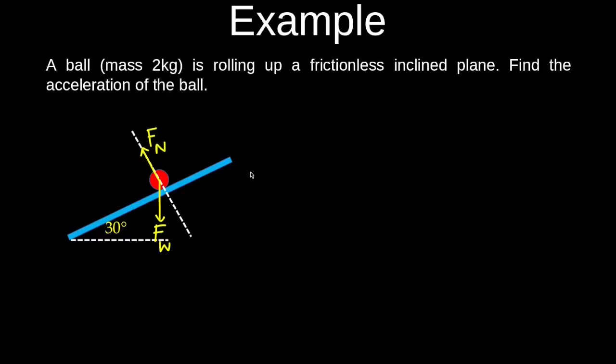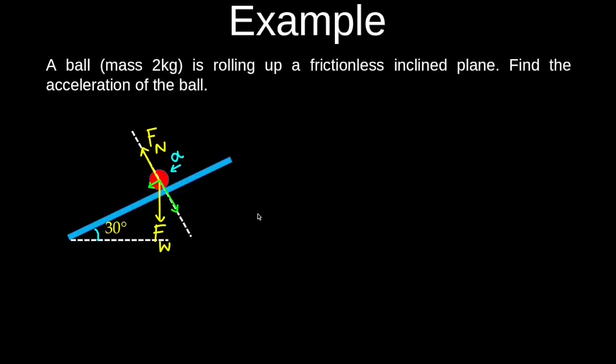And if we resolve the force of weight into components that are perpendicular and parallel to the plane, well, the perpendicular component cancels with the normal force. So therefore the net force is to the left, directed along the incline, and therefore the acceleration is in the direction of the net force. We have theta is equal to 30 degrees over here.